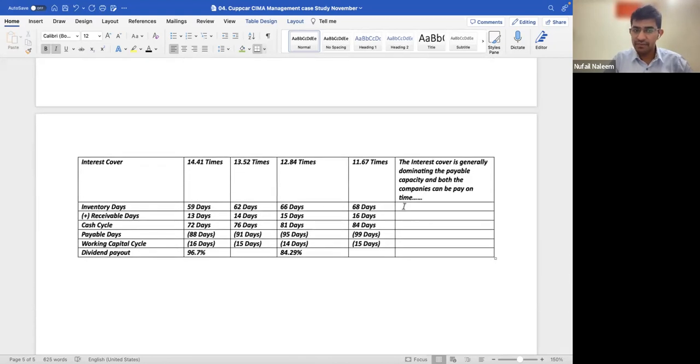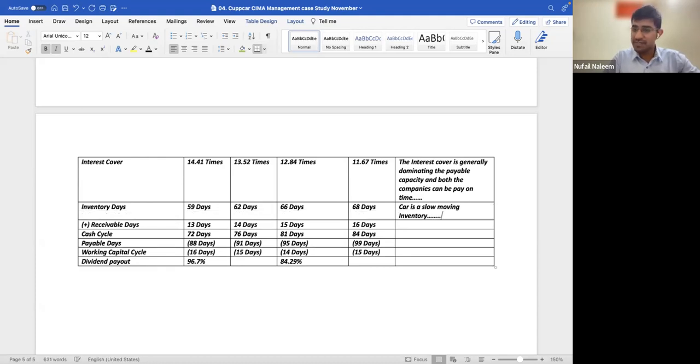Now, children, let's come to inventory. 2 months, slow inventory, right? Can I write down here? Car is a slow moving inventory. It's a slow moving what, students? Inventory. Correct, no, students? Can I get a confirmation from you all in the chat box, students? Car is generally what, students? A slow moving inventory. Makes sense, no, students? Of course, it makes sense. And it is very clear also. Car is a slow moving inventory.